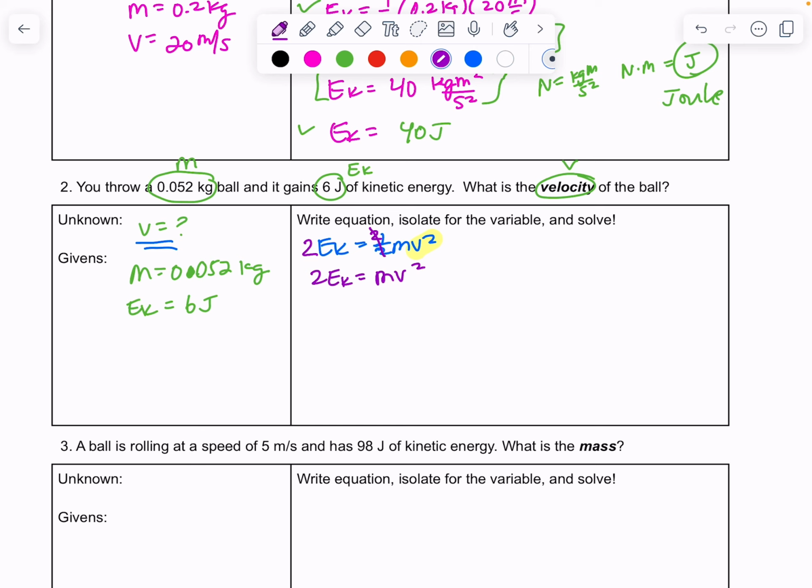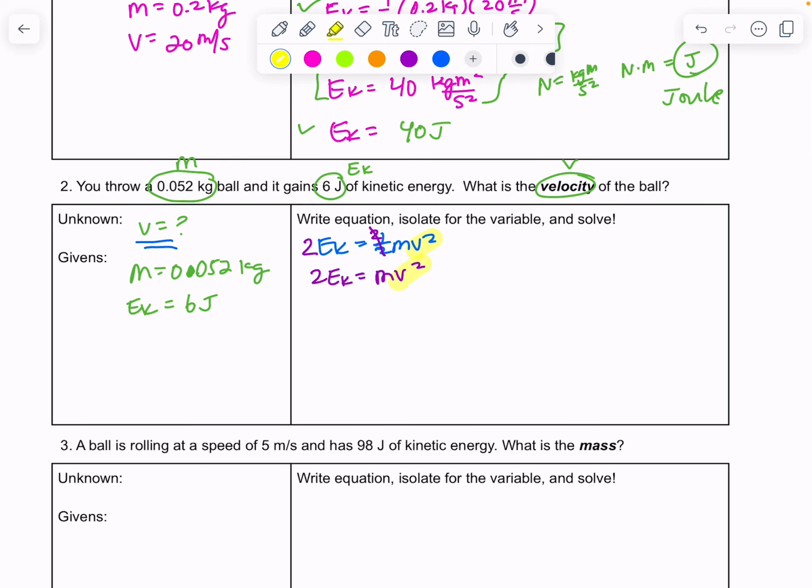mv squared, all right? So now I'm going to have the v squared is what I want. So now the mass is the bothersome thing, so I need to divide both sides by mass. Then I end up with v squared equals 2EK over m.